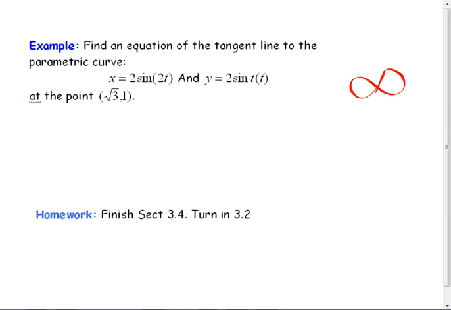But anyway, I want the equation of the tangent line saved there. And this one's not bad, except that I have to be careful. X is equal to the square root of 3. That is not the time.